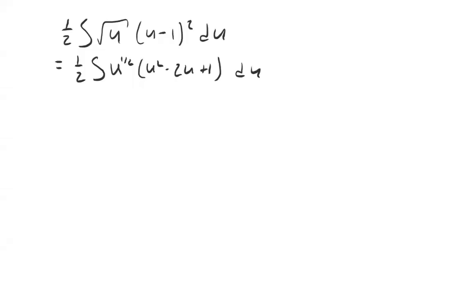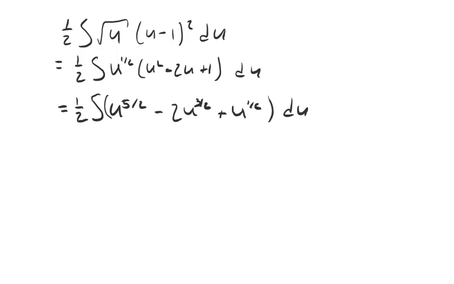And now if you look at this, you can see that if I distribute this 1/2, I can use my rules for exponents. And I'm going to get, so u to the 1/2 times u squared, that's going to be u to the 5/2 minus 2u to the 3/2 plus u to the 1/2 du. And now this is something I can integrate. So I'm just going to go ahead and do it.